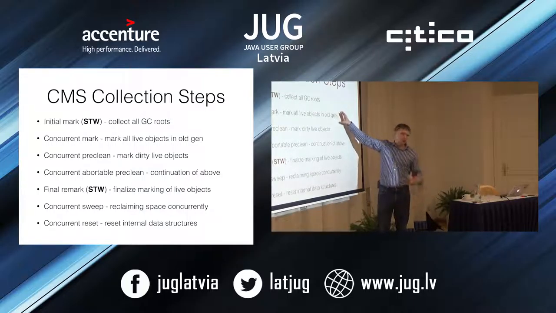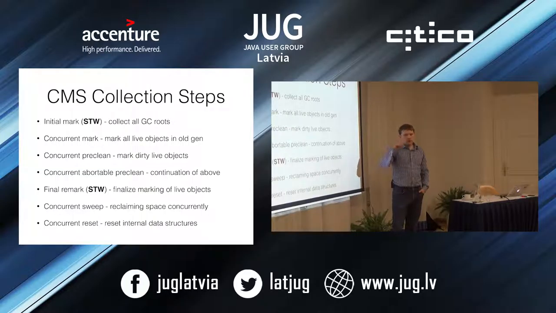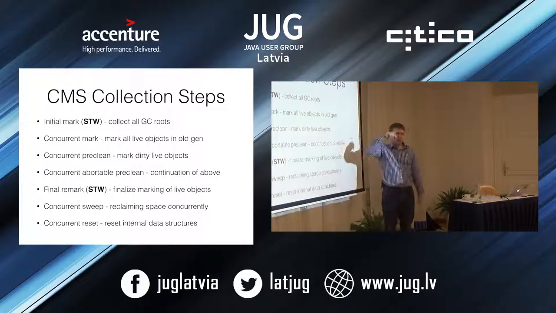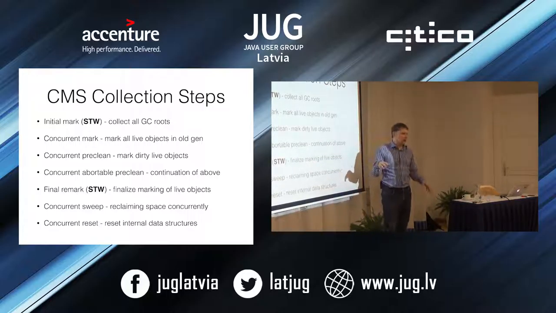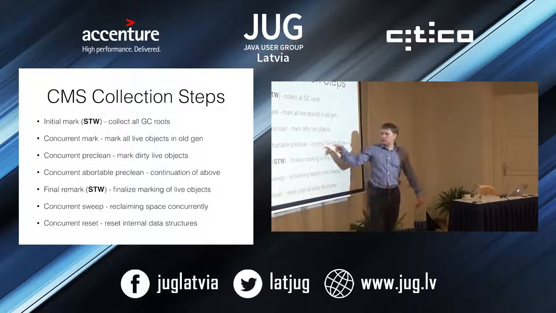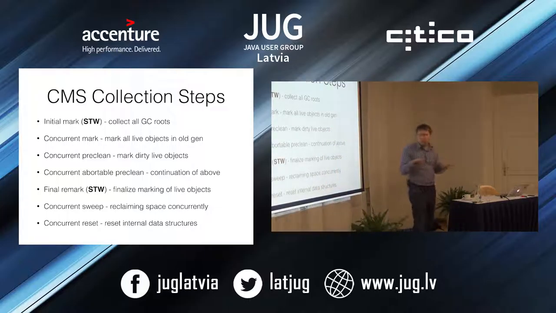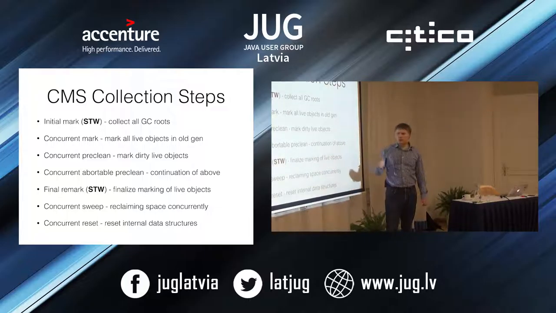While it's being done, your application might have changed the state of objects already. New objects were created, some objects were removed, and the JVM would know that, and this object would be marked as dirty, meaning it changed while I was putting check marks on every object. Then we need another cycle of looking at these dirty objects, and then some more cycles, and so on. At some point we have to stop guessing and say, okay, now we have to really know what's alive and what's not. This phase is called abortable pre-clean because it aborts at some point, for example after a certain time period. So you stop guessing, now we need to stop everything and finally put all the checkboxes in the right places. Then there's another stop the world pause, a little one.